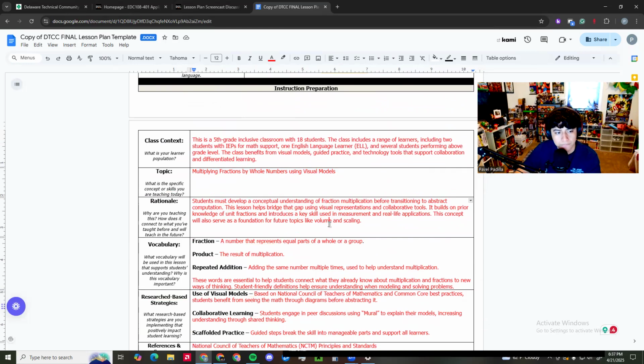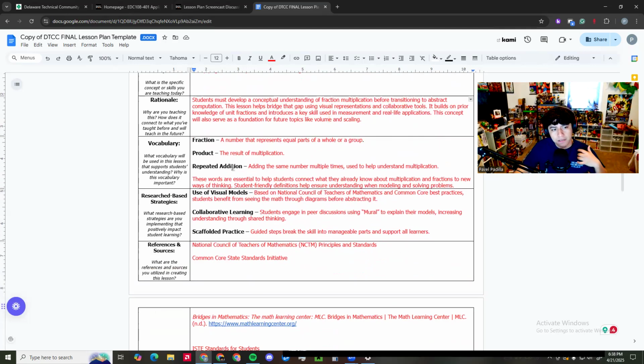My rationale. Why? Students must develop a conceptual understanding of fraction multiplication before transitioning to abstract computation, harder equations. This lesson helps bridge the gap using visual representation, hands-on, and collaborative tools as a group. It builds on prior knowledge, hopefully what they learned in fourth grade or before, of unit fractions, and introduces a key skill used in measurement and real-life applications, rulers, building blocks, stuff like that. This concept will also serve as a foundation for future topics like volume and scaling, more into the science area.